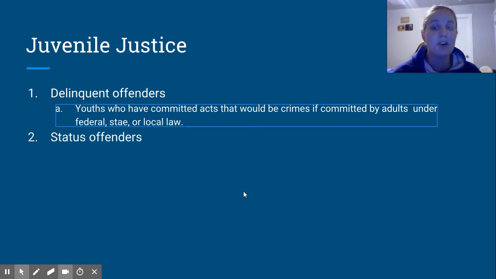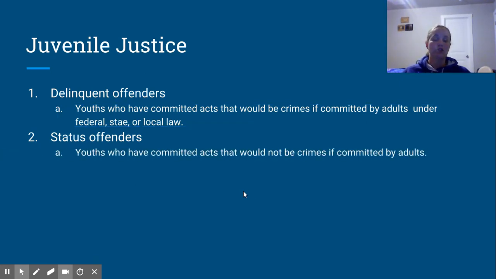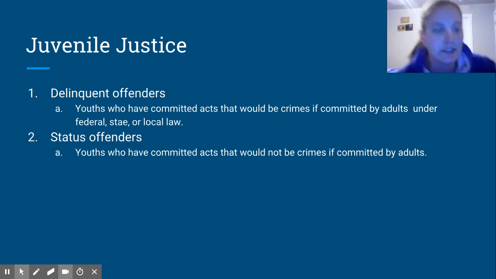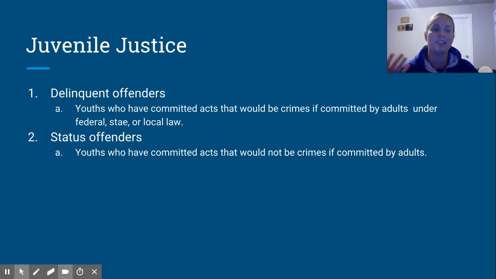You can also, though, be called a status offender. A status offender is a youth who commits an act that would not be a crime if committed by adults. So for an example of this, if you run away from home as an adult, that's not a crime. You can run away from home. That's totally fine. But if you run away from home as a juvenile, then that's considered a crime. Same thing with smoking. If you're over the legal age, then smoking is not a crime. But if you're under the legal age, then it's considered a crime. So you'd be a status offender.